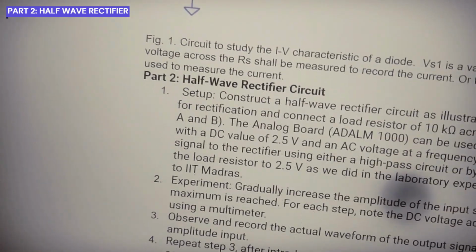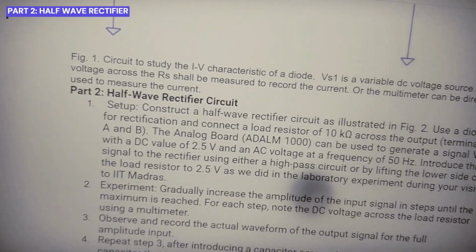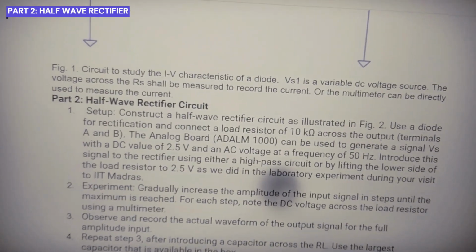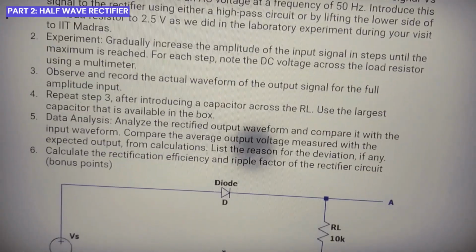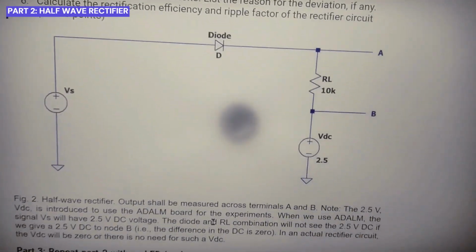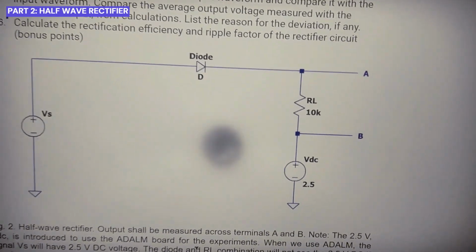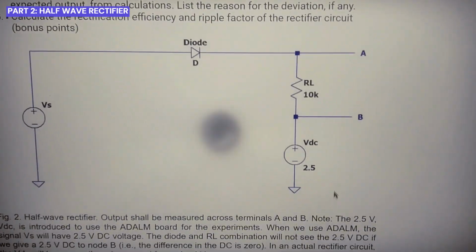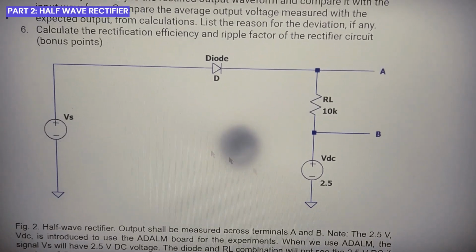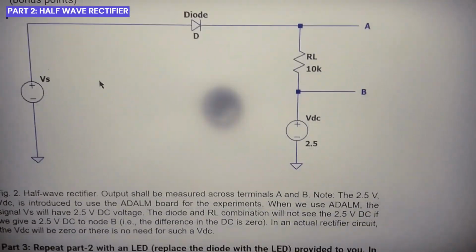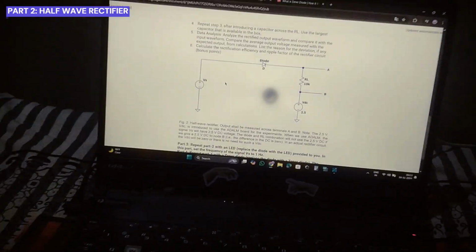Now our second question was to construct a half-wave rectifier circuit. For that we will use this circuit in which we have to replace the 1 kilo ohm resistor with a 10 kilo ohm resistor and add a DC source with an AC source from our ADALM kit. So now let's go to our circuit.